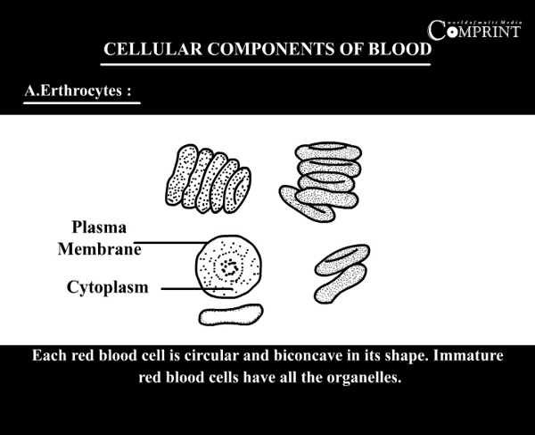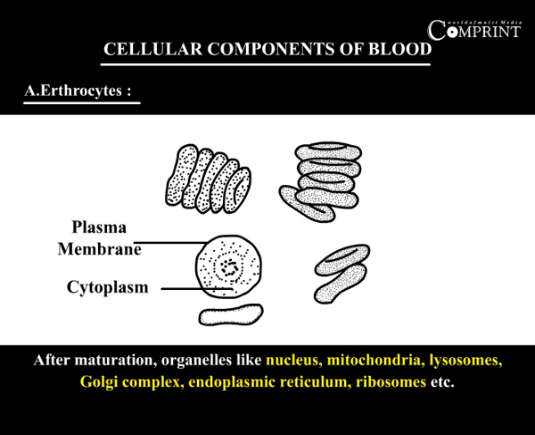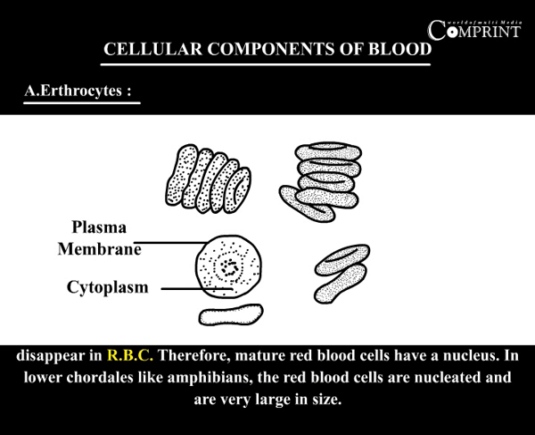Immature red blood cells have all the organelles. After maturation, organelles like the nucleus, mitochondria, lysosomes, Golgi complex, endoplasmic reticulum, ribosomes, etc. disappear in RBC. Therefore, mature red blood cells have only plasma membrane and cytoplasm. In some mammals such as the camel, red blood cells have a nucleus. In lower vertebrates like amphibians, the red blood cells are nucleated and are very large in size.